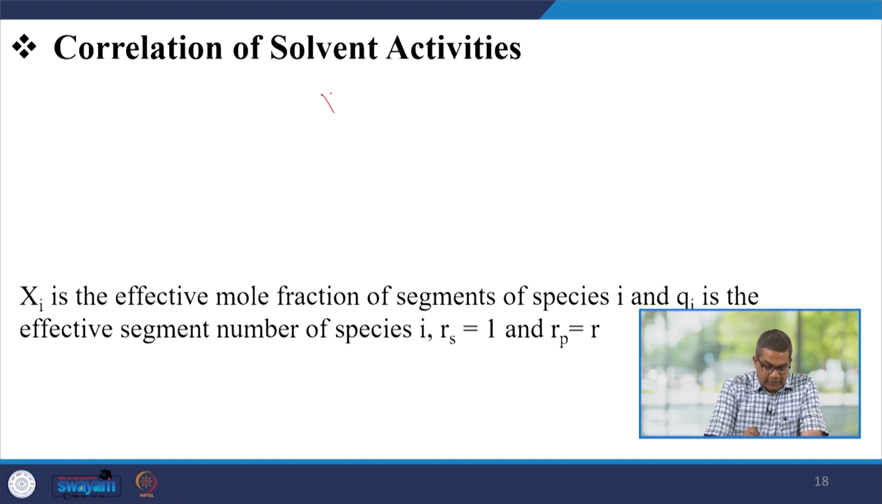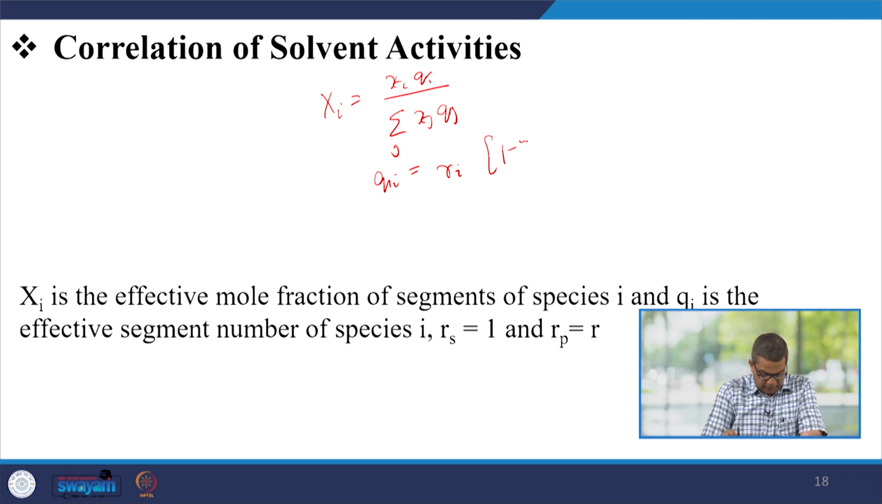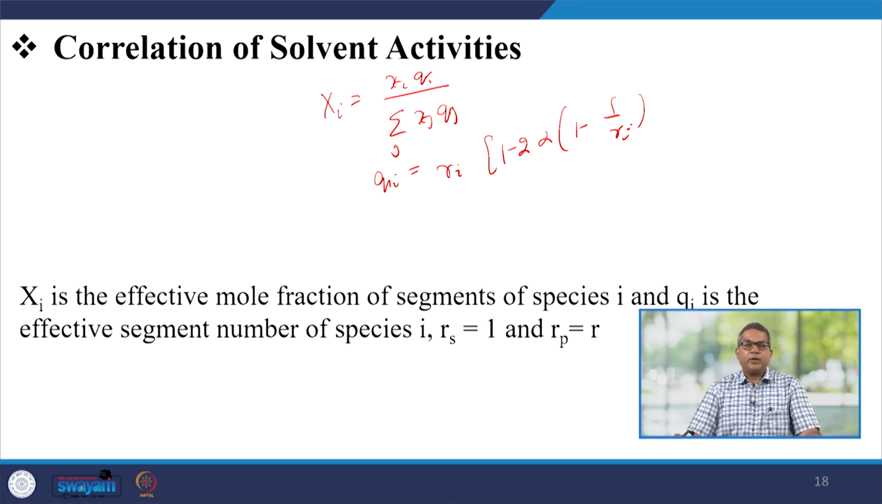Now, Xi is equal to xi Qi over summation j xj Qj, and Qi is equal to Ri times 1 minus 2 alpha times 1 minus 1 upon Ri, where Xi is the effective mole fraction of the segment of species i, and Qi is the effective segment number of species i. Rs is equal to 1 and Rp is equal to R.